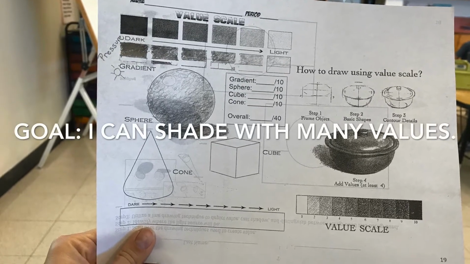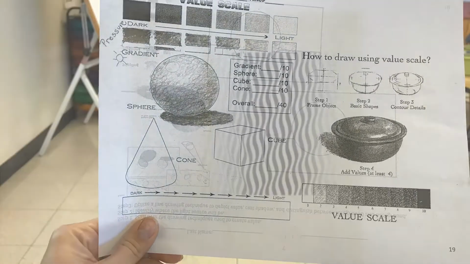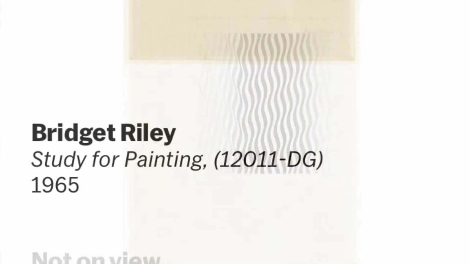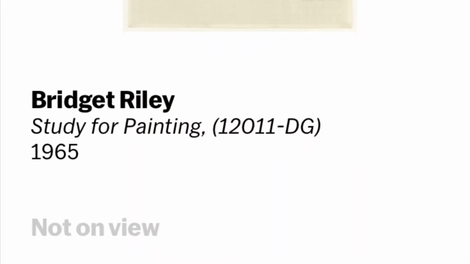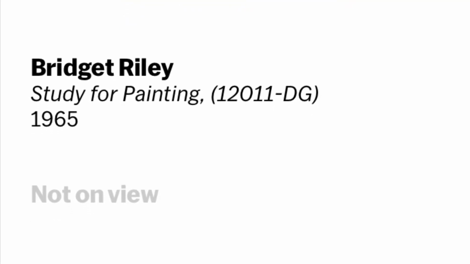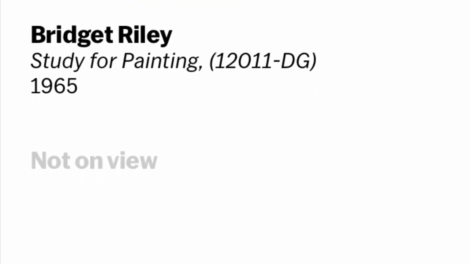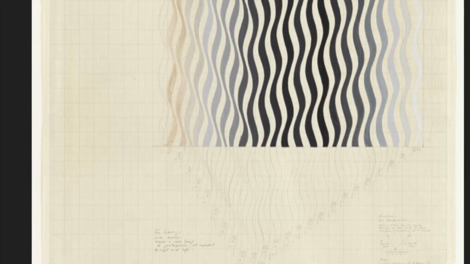Hello. We are back and ready to explore that element of art, value. We've been looking at some illusions, and this is a piece by Bridget Riley. And this was a study she did for a painting. But her range of values really adds an illusion of space and depth to her work.